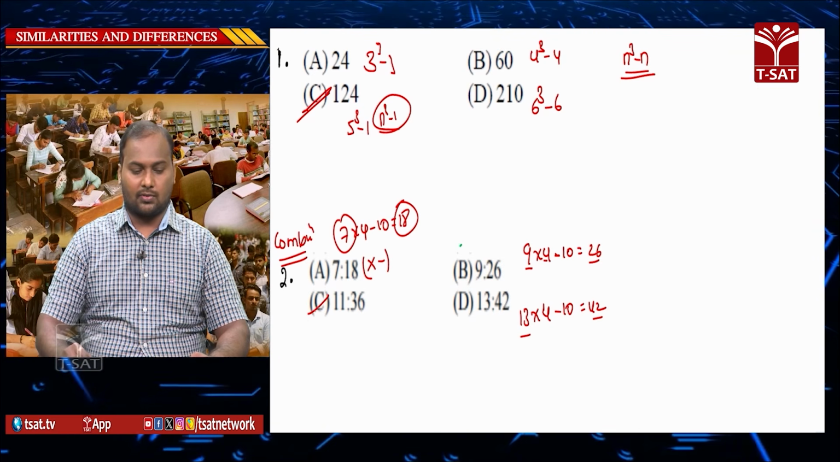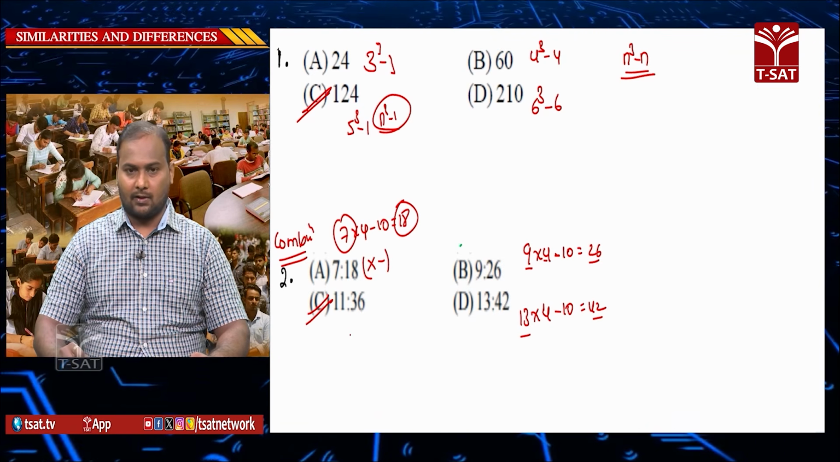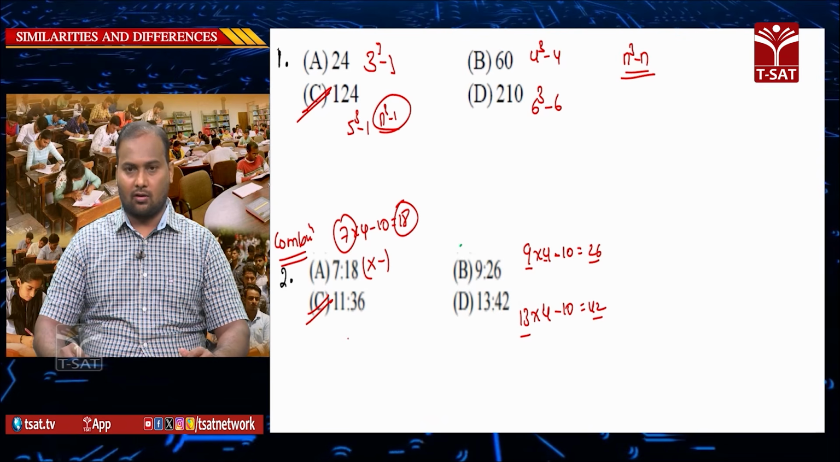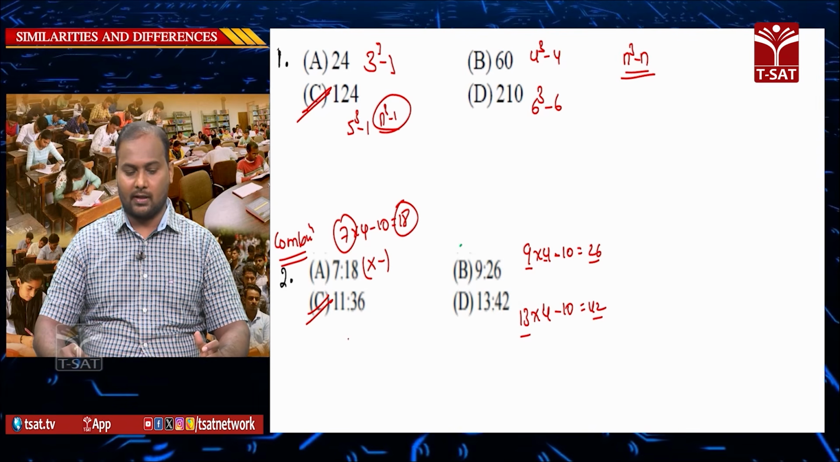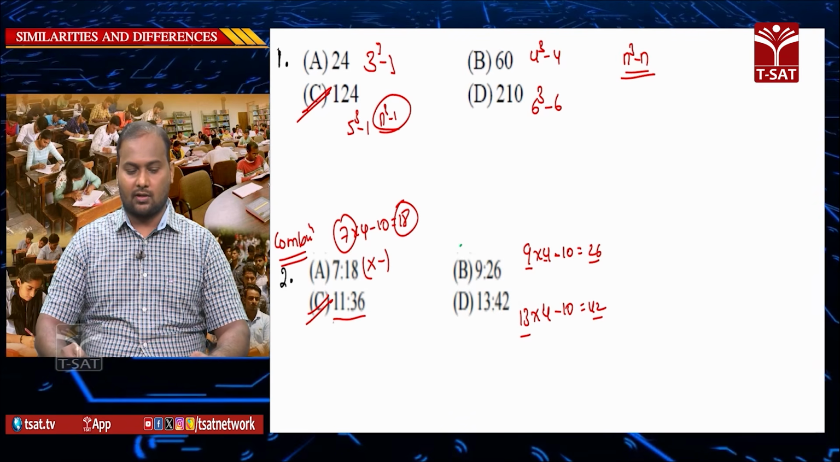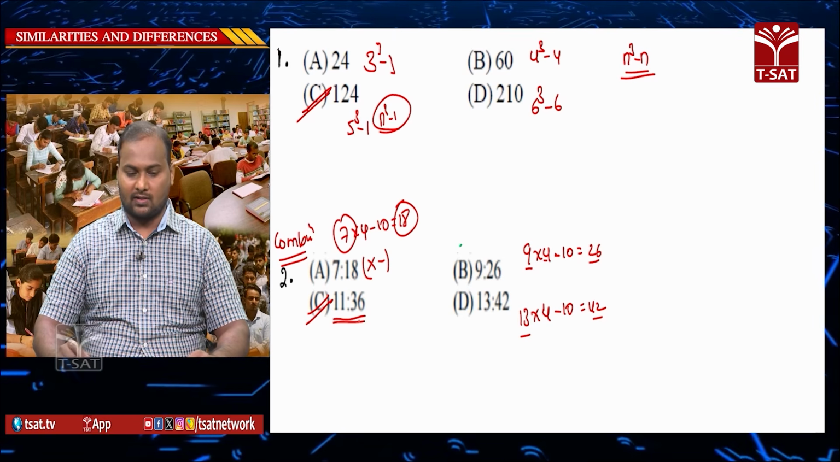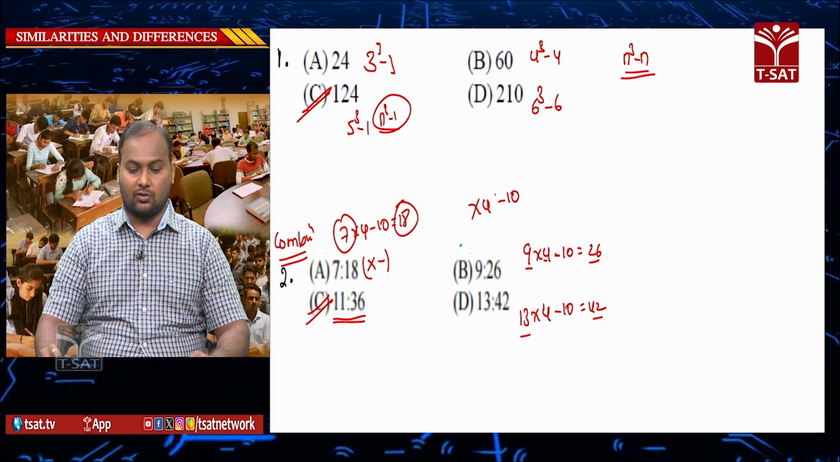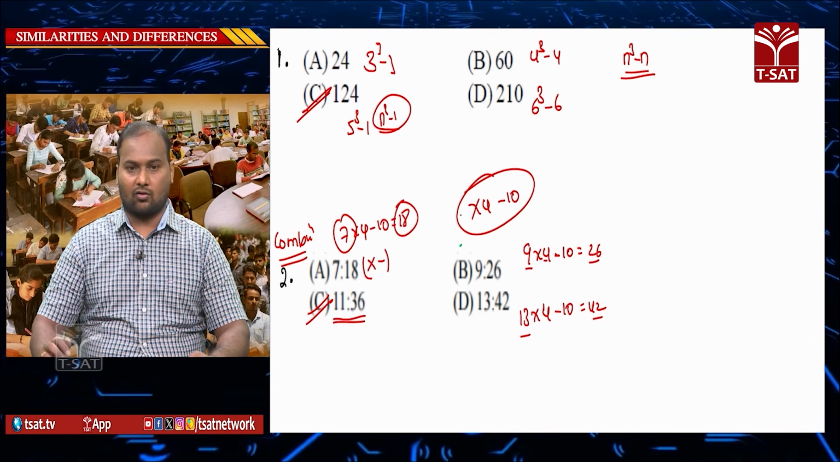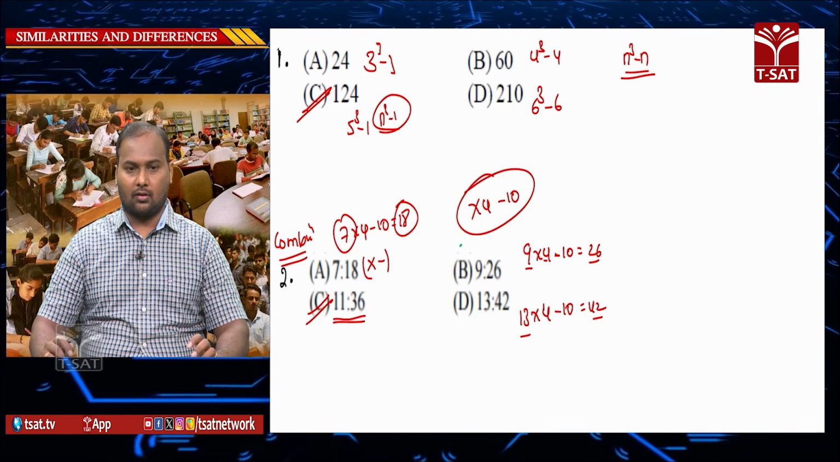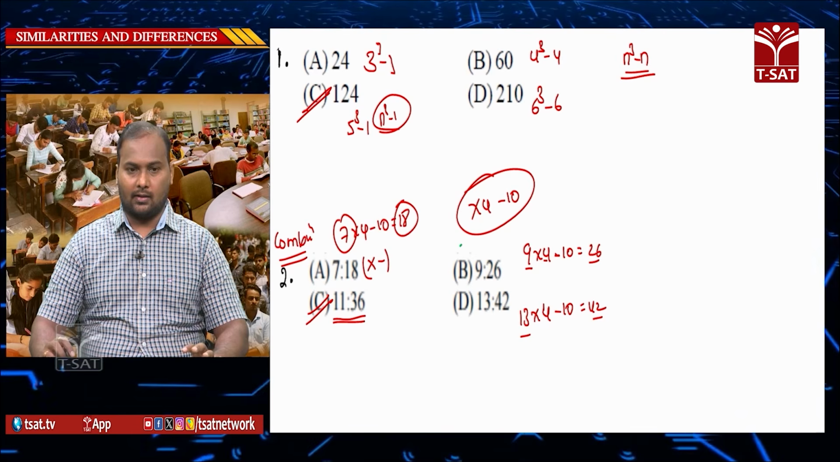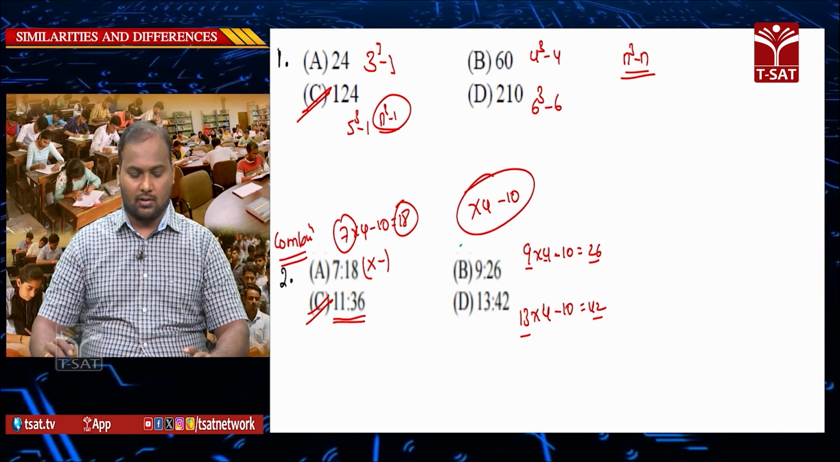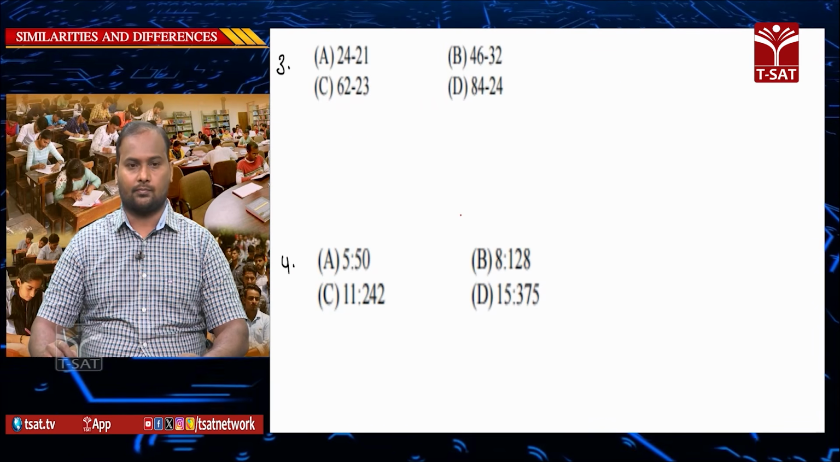So what is the answer? Option C here. Why? It is also multiplication, but it is not minus 10. It is only minus 8. So here the common logic is multiplying by 4 and subtracting 10. These two operations are the combination, a common logic that is similar for options A, B and D. So our answer is option C. See the next type of question.